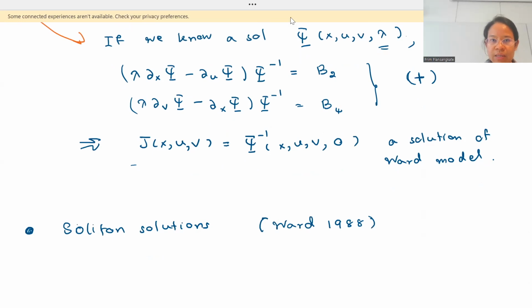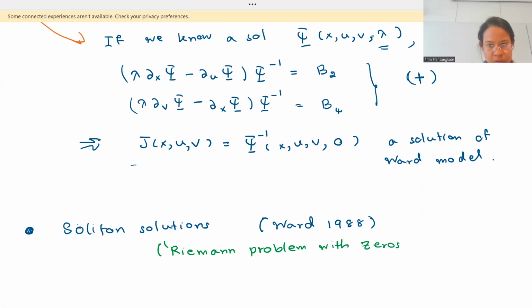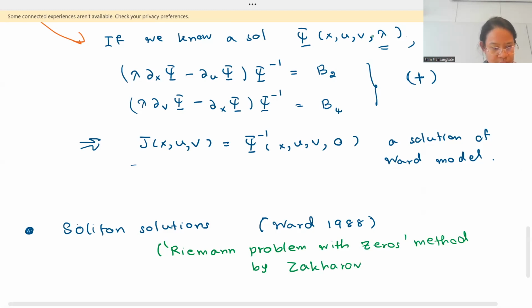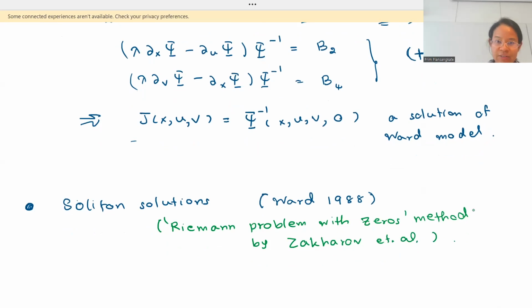The method, this way of finding solutions, is actually based on a method called the Riemann problem with zeros, by Zakharov and co-workers. Okay. Now the details, what I've written here is from this paper and the details are in the appendix. So let me just try to go through briefly.